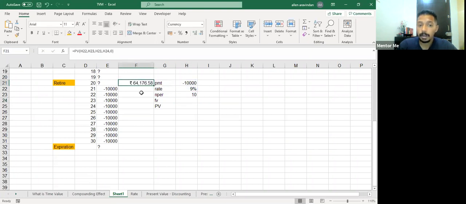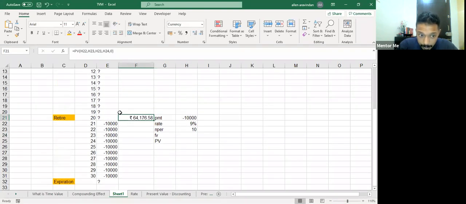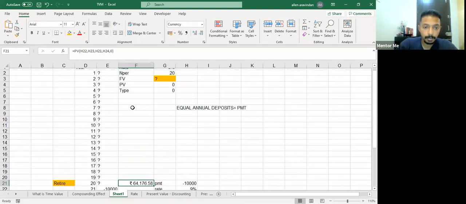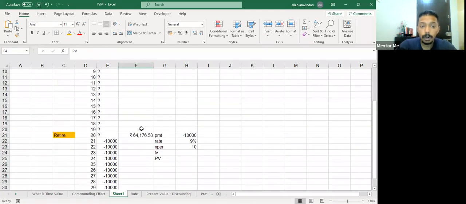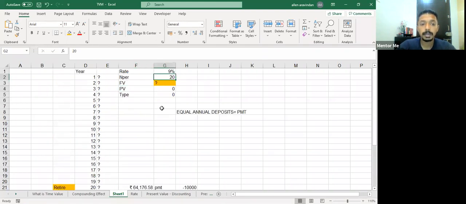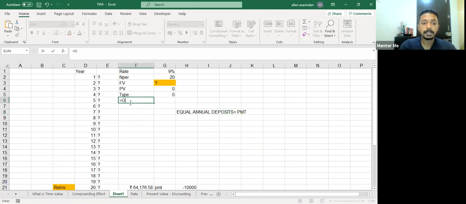Now, think of this. This value of 64,176 is at year 20. Now we come back to the first part. Now the question is, if we want to reach 64,176 by year 20, how much should we save? That is the question, right? PMT. So what we're going to do is type in the PMT function and you will get the answer.